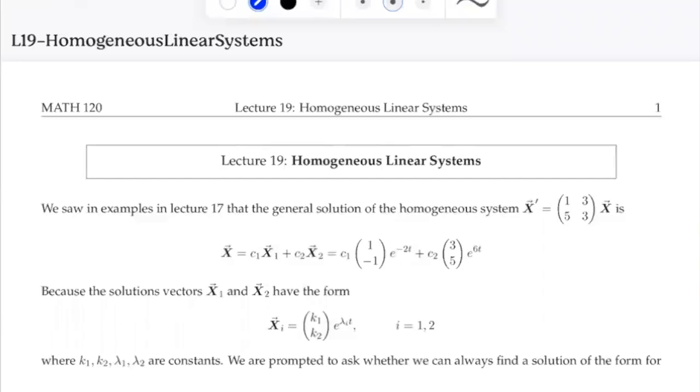This is lecture 19, homogeneous linear system. The idea of this lecture is to solve for the solutions of a homogeneous linear system analytically. As you remember, we tried to solve the second order differential equation last week, right?